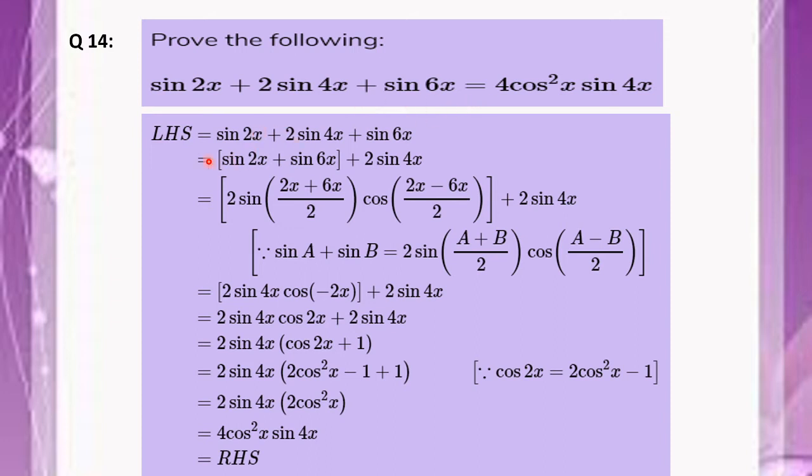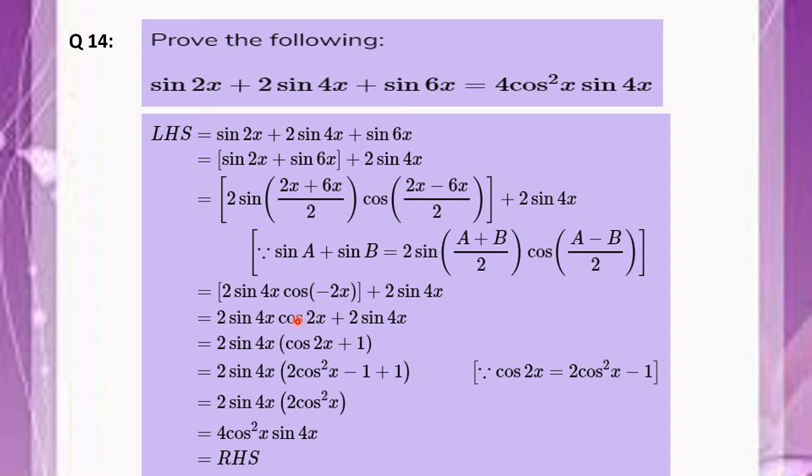Let's start by taking the left hand side. We are clubbing these two terms, sin 2x plus sin 6x, and we are writing this term separately. Now apply the property sin x plus sin y, which is 2 sin((x plus y) by 2) cos((x minus y) by 2), plus 2 sin 4x. Now again, as we did in the last question, 2 plus 6, 8 by 2 means 4x, and here 2 minus 6 means minus 4 by 2, minus 2x. Last term as it is.